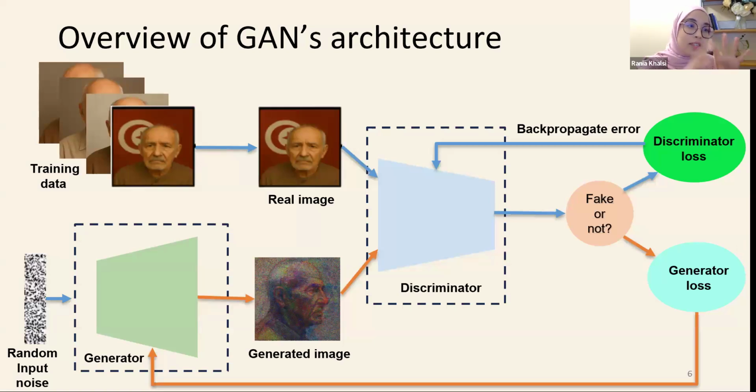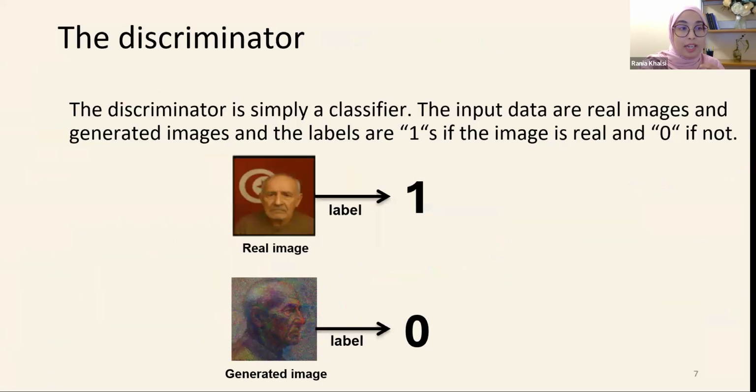Okay, so this is the overall architecture, and this is how the generator is connected to the discriminator, and at the same time, this is how we use the training data, and also a very important component, which is the random input noise, because this is our starting point when it comes to the generator. So don't worry, we're going to zoom in on each of these components and understand how they work in detail. Let's focus on the discriminator.